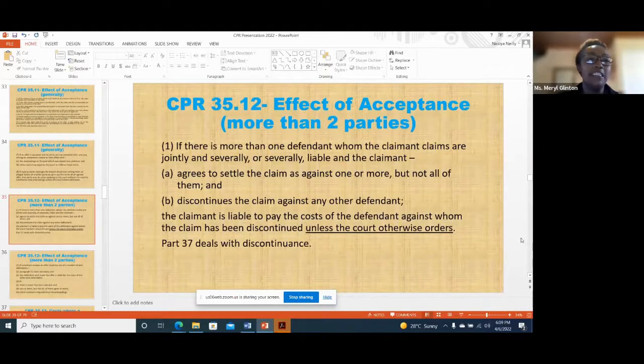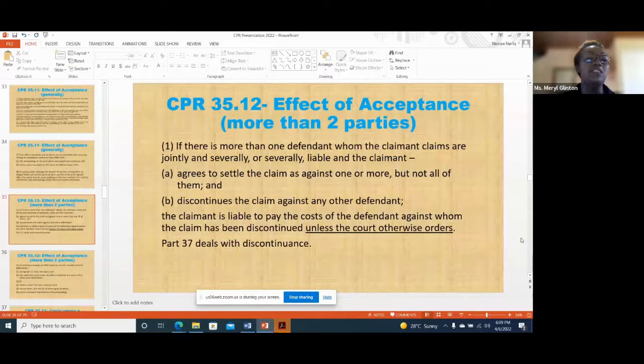Now, this might seem strange, but when you consider the implications of joint and several liability and several liability as opposed to joint liability, you will understand why this rule works this way. In circumstances of joint and several liability or several liability, a defendant might say to you, listen, I'm only really responsible for this portion of the damage that you're claiming. So I'm prepared to pay my portion. But because the liability is joint and several or several, in theory, a claimant in this circumstance could still continue the action against the other defendants.